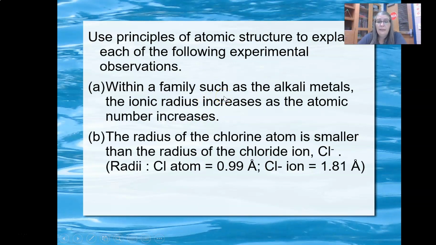So I have 3 little examples here, and then we'll practice this more on Tuesday. So here are some questions. Within a family such as the alkali metals, so this is a group, group 1A, the ionic radius increases as the atomic number increases. Now, one thing you really do want to pay attention to is how the question is worded. Notice it is asking you specifically to use principles of atomic structure.